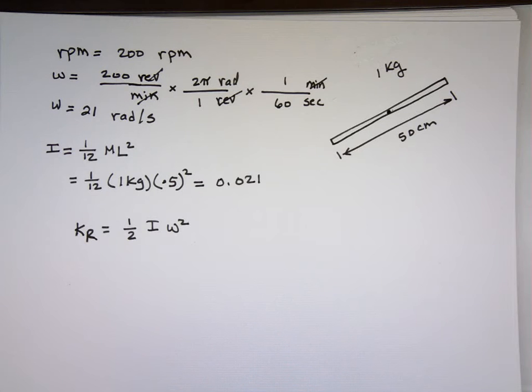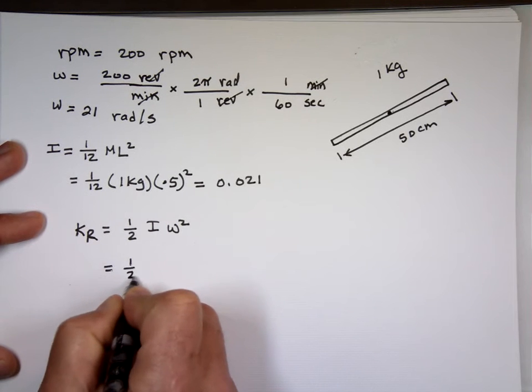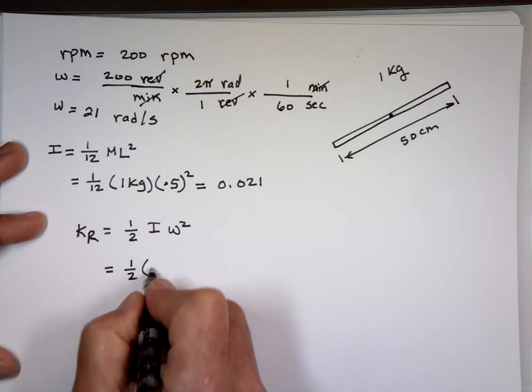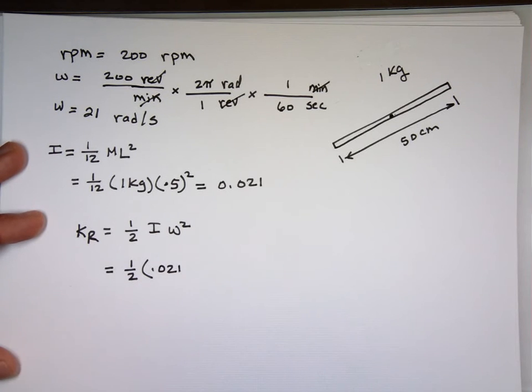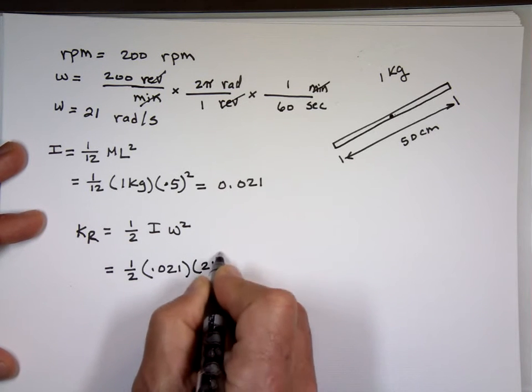So how much kinetic energy due to rotation does the system have? 1/2 I W squared. What is I? I is 0.021. That's the inertia. What is W? 21, and don't forget to square it.